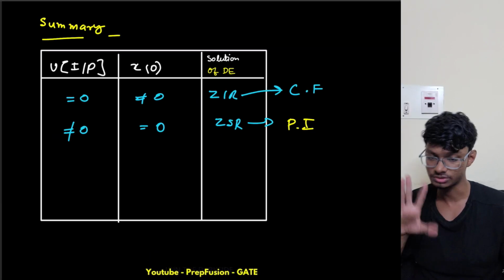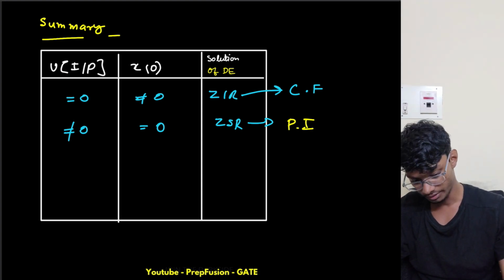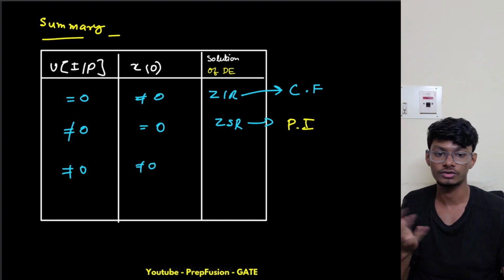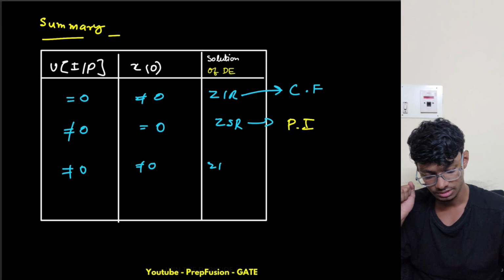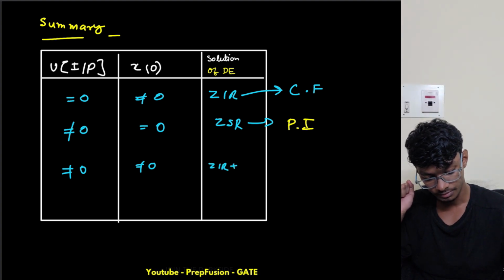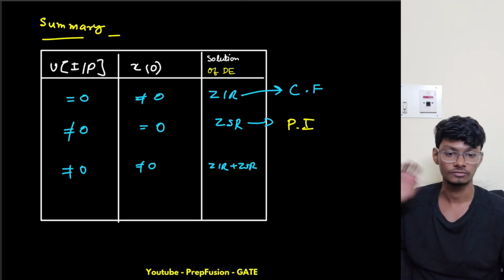Solution of differential equation. So this is just for basic knowledge only. Don't need to put too much stress on this now. Now if this is also not equal to 0, this is also not equal to 0, then what will I get? I will get both responses: the zero input response plus the zero state response. That is what we just did. We found the complete solution with both of them non-zero.